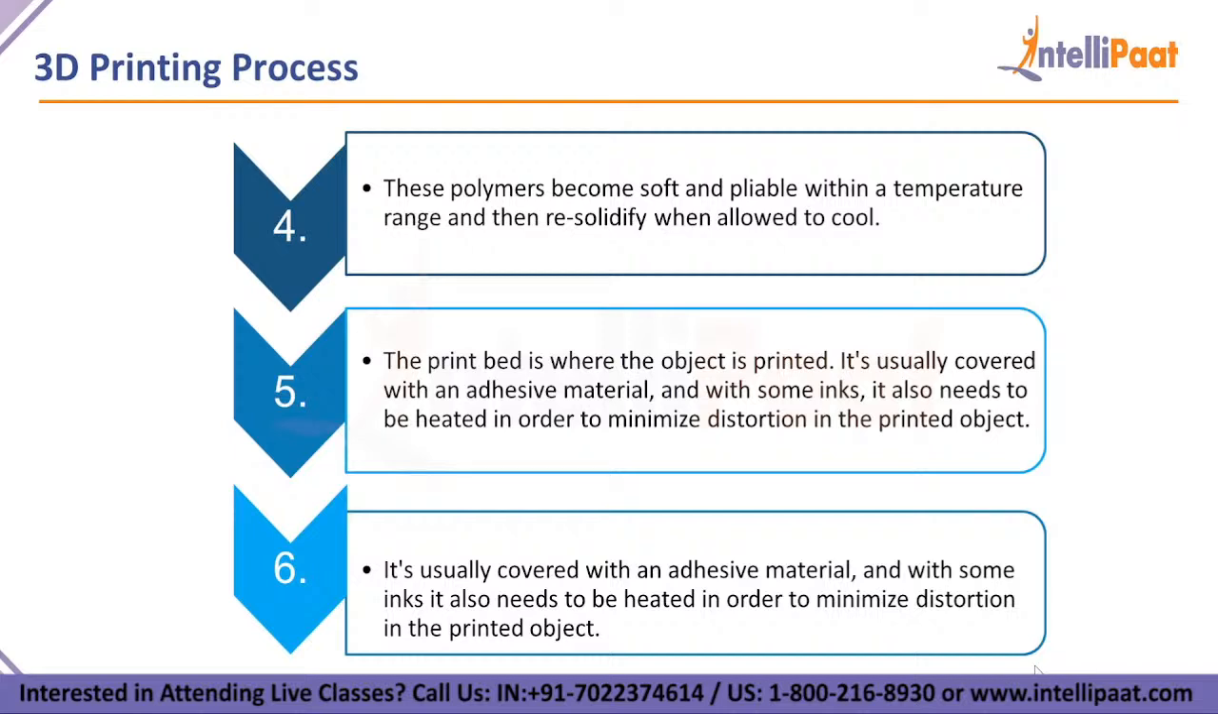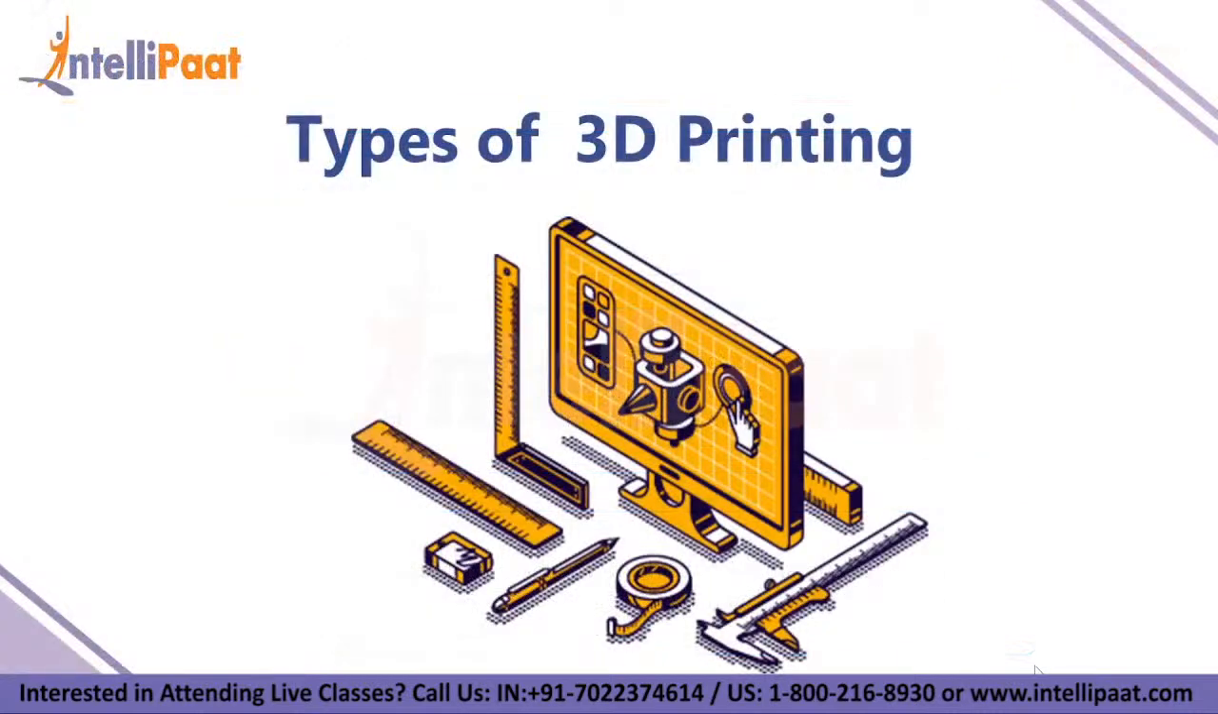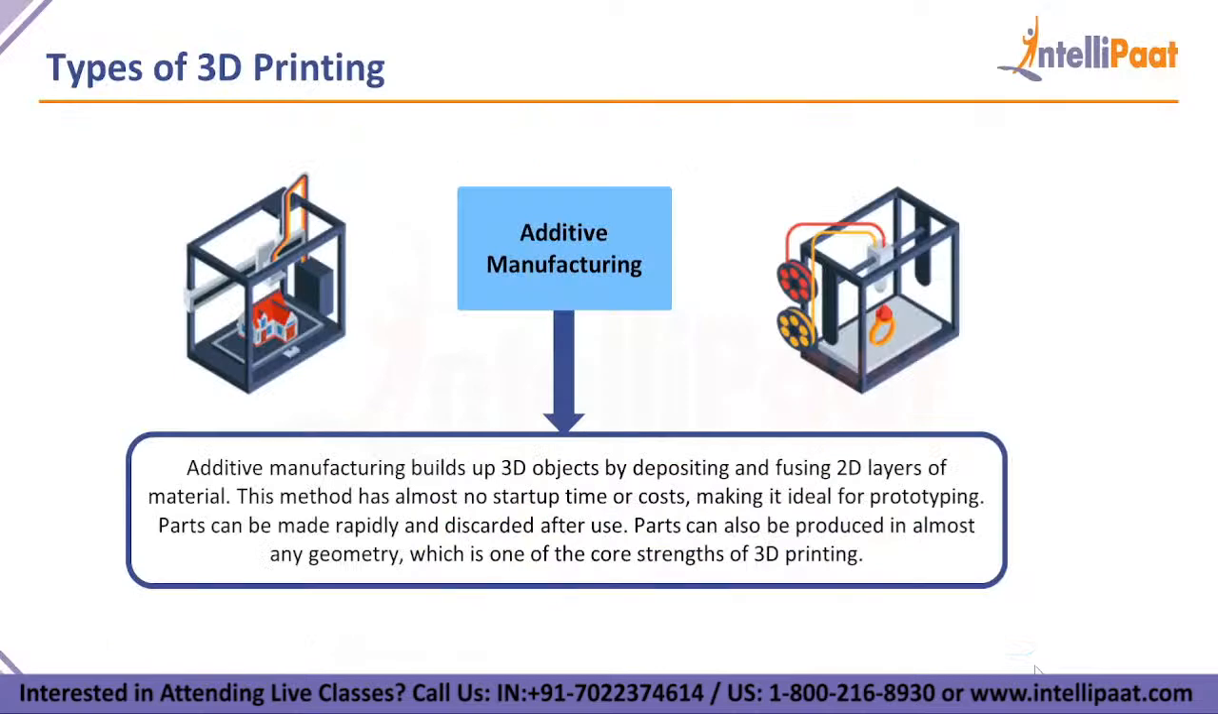Now that we know the process of 3D printing, let's go ahead and take a look at types of 3D printing. The first type is additive manufacturing. Additive manufacturing builds up 3D objects by depositing and fusing 2D layers of material. This method has almost no startup time or cost, making it ideal for prototyping. Parts can be made rapidly and discarded after use. Parts can also be produced in almost any geometry, which is one of the core strengths of 3D printing.